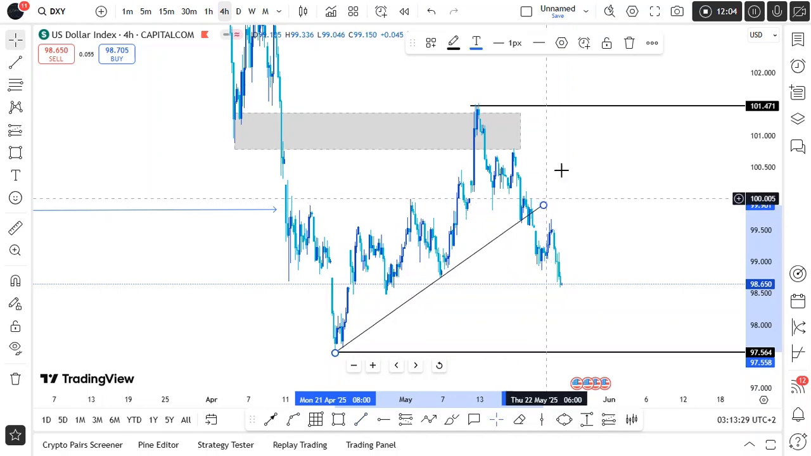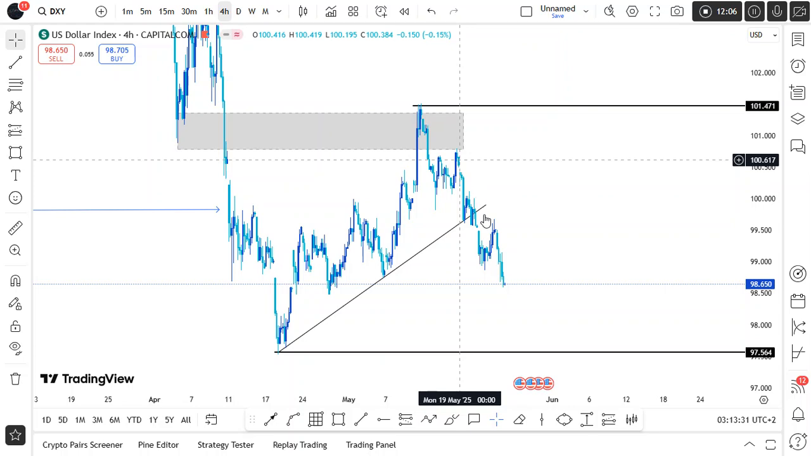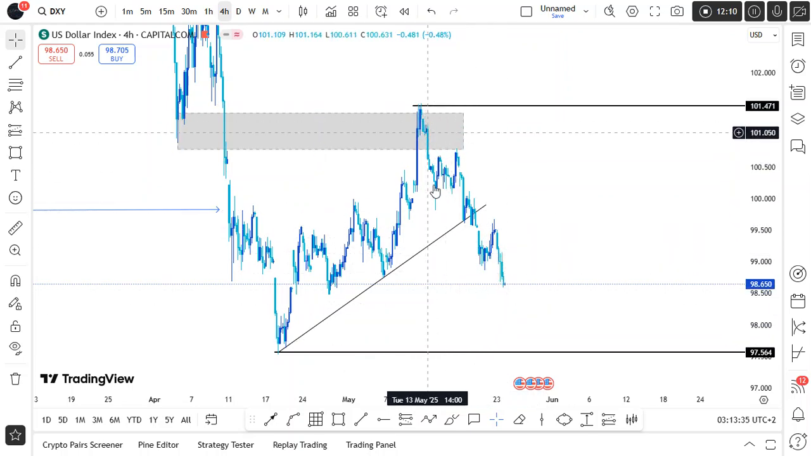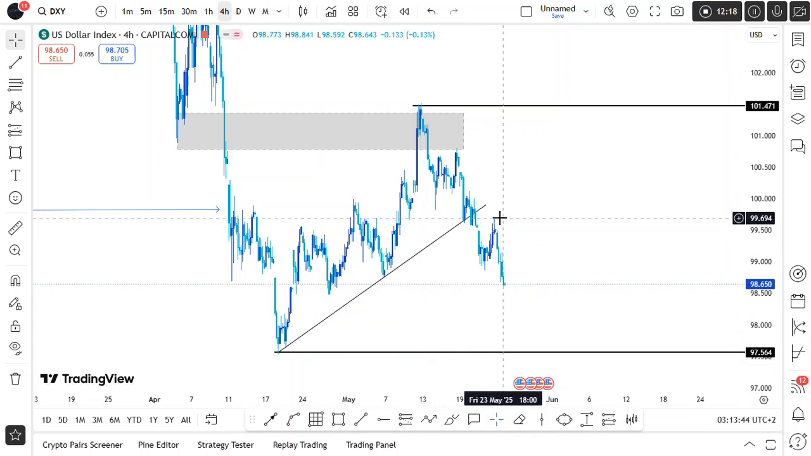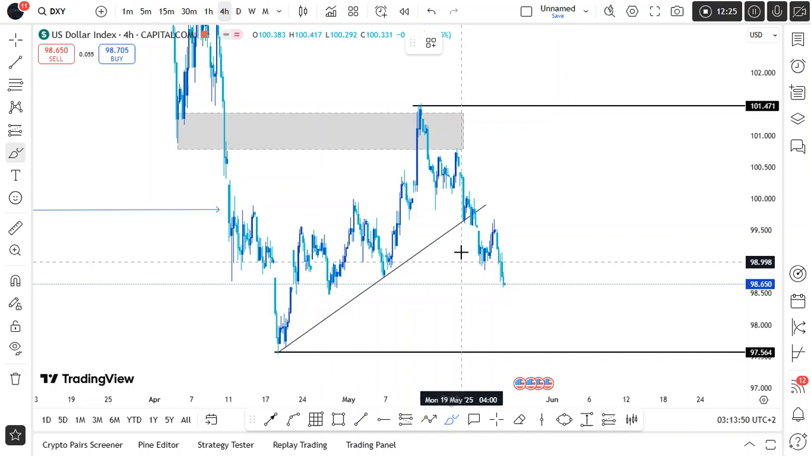So in other words, this is now a continuation pattern of this previous low. Then we've broken out of the trend. We've now broken out of the trend. Then look how price is starting to move.